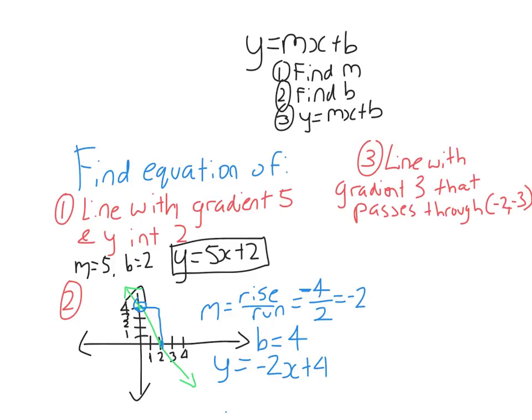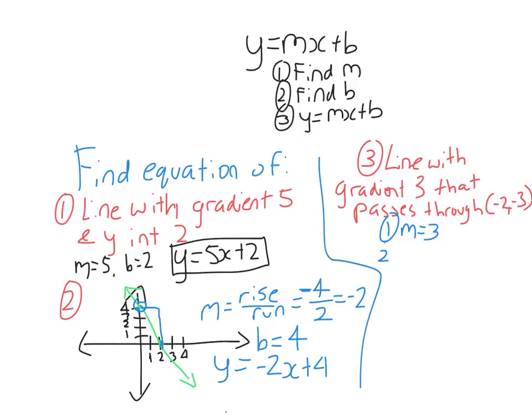Let's look at another example. So this one in 3 is sort of like the opposite to 2. In 2, we had to find m, but we already knew b. In this case, we already know m, and we have to find b. So, first step, find the gradient, given to us. It's just 3, easy as. So how do we find b if we don't know it?